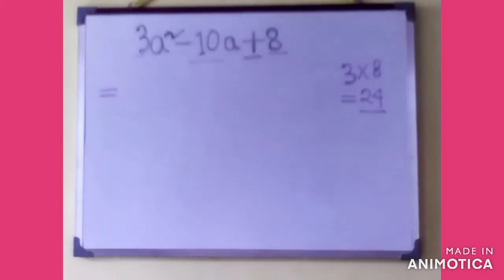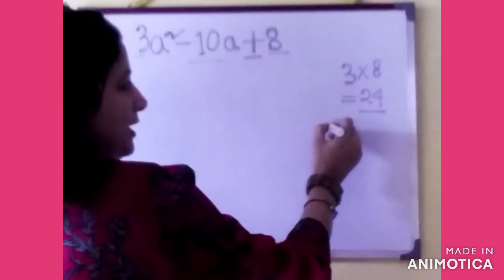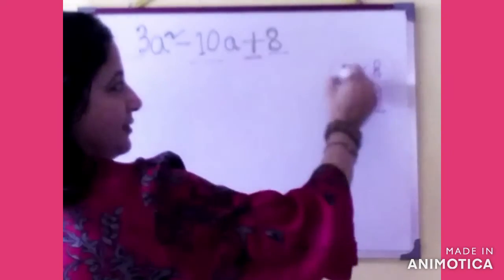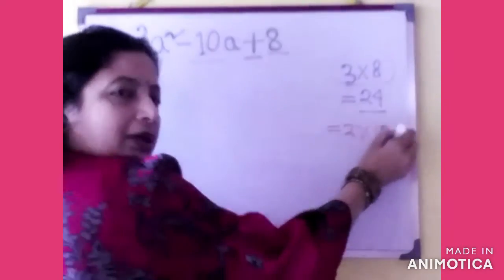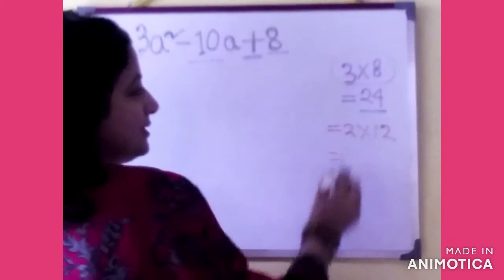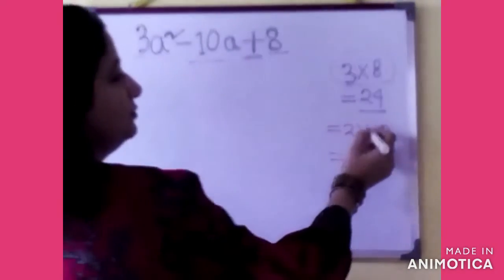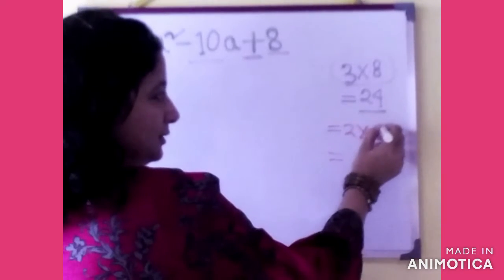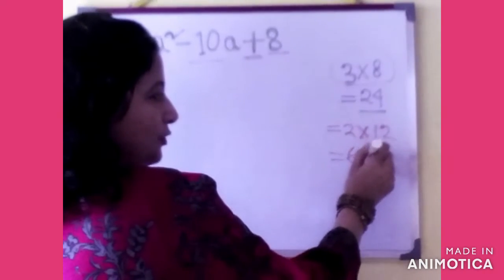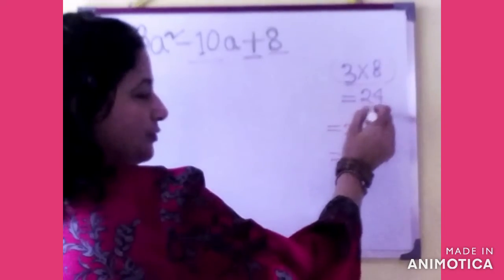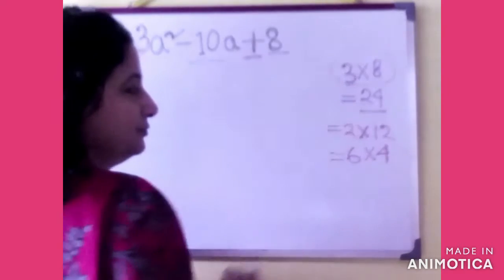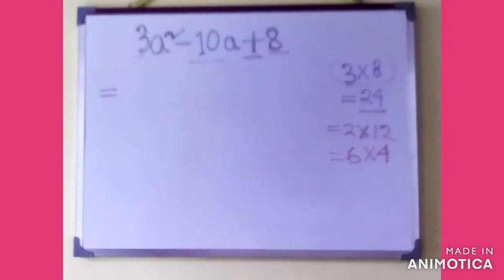So now see, 24, how can we split 24? One has already been given, 3 into 8. Another way is 2 into 12, we can do this. Another one is 6 into 4. So 2 into 12, and 6 into 4, we can do this also, because 24 and one has been given here. Now the question is which one we will take.